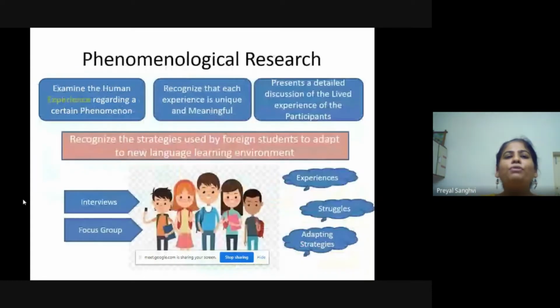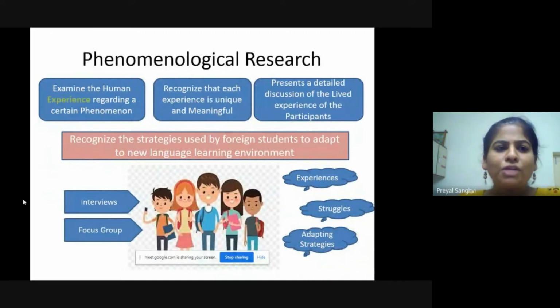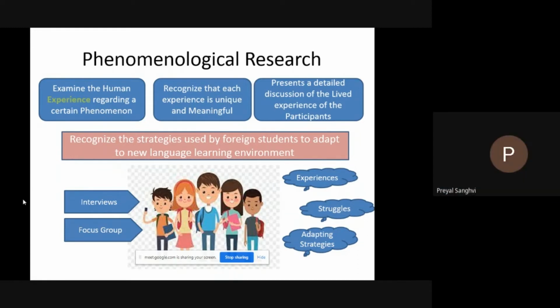Second, we are going to discuss phenomenological research. Phenomenological research examines human experience regarding a certain phenomenon. When we want to understand the experience of a group, what kind of experience this particular group is having, we can go for phenomenological research.